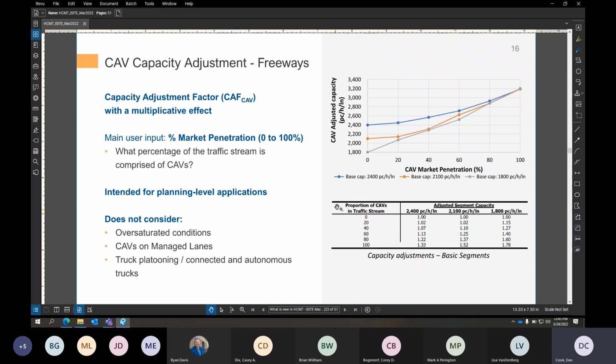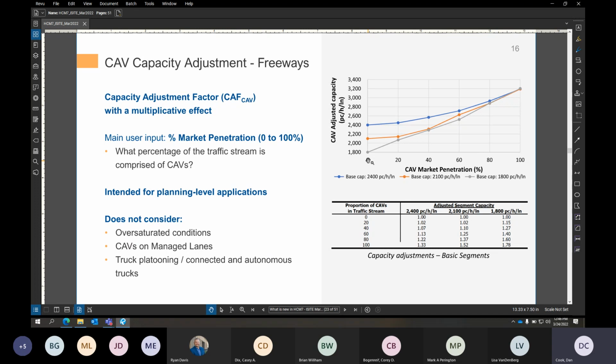So this graph up here has CAV adjusted capacity on the vertical axis, and market penetration rate on the horizontal. So you can see there are 3 different levels. Each one of these lines represents a base capacity. Again, we're talking about freeway segments. The research that was conducted was all simulation based, very rigorous simulation. As the market penetration rate increases to 100, it will converge to a certain point.